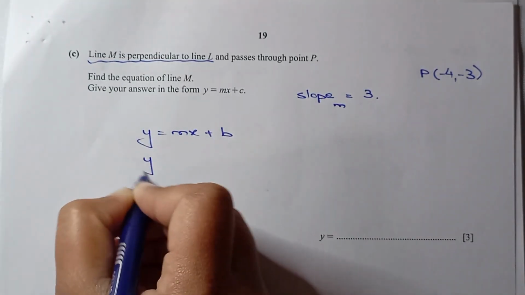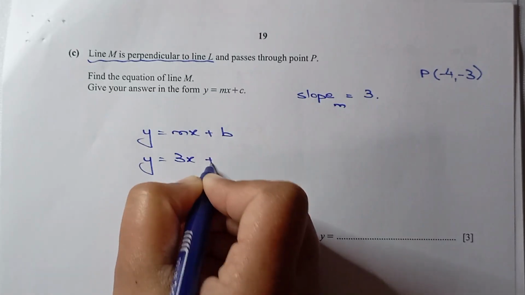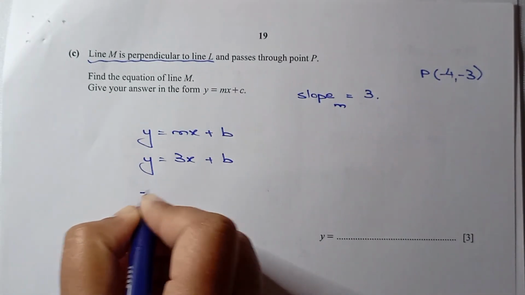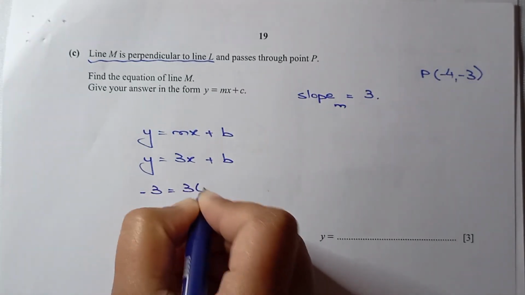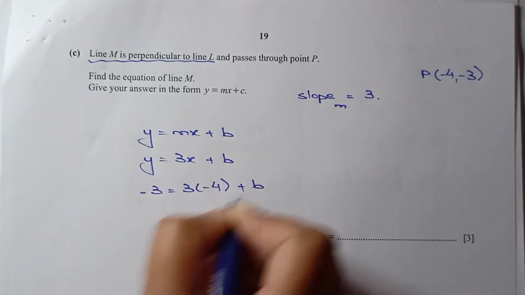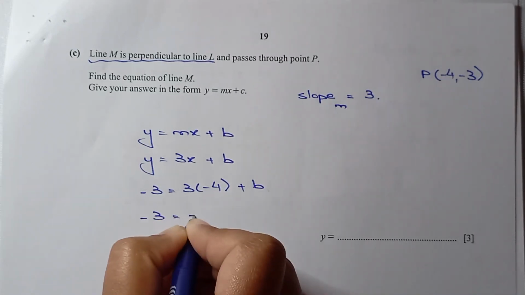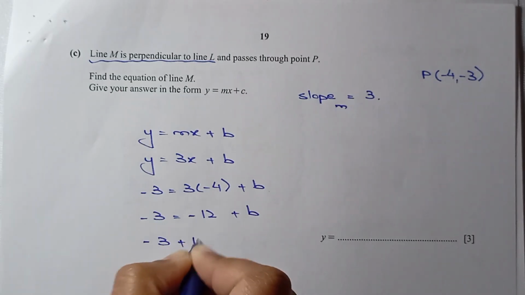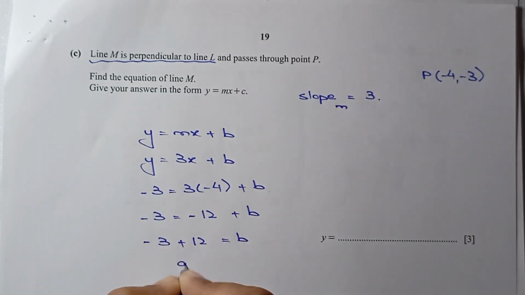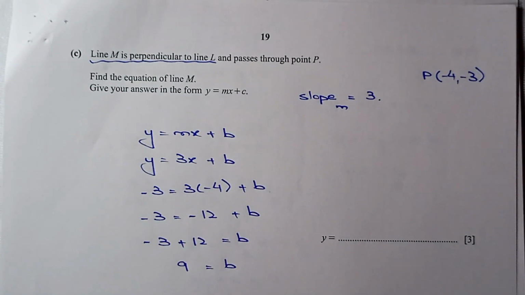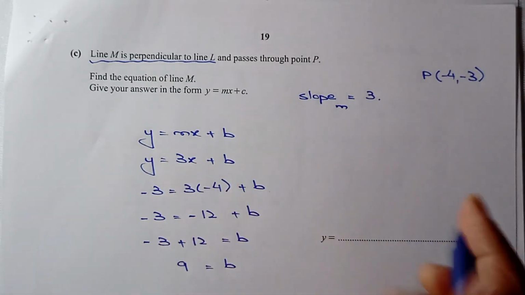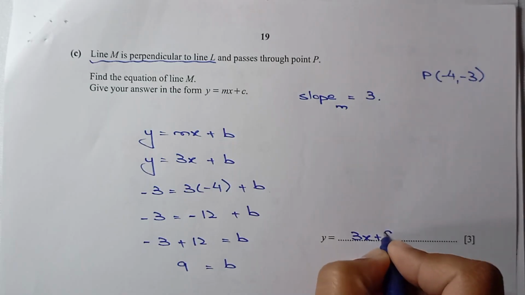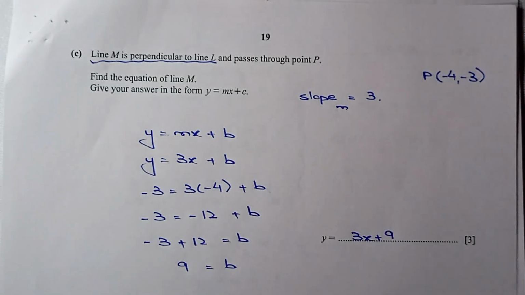So the equation of the line is y equals mx plus b. Putting in the slope 3, y equals 3x plus b. To find the value of b, we use the point P. That is -3 equals 3 times -4 plus b. -3 equals -12 plus b. -3 plus 12 equals b, so 9 equals b. So the b value is 9 and the slope is 3. So y equals 3x plus 9. This is the equation of line M.